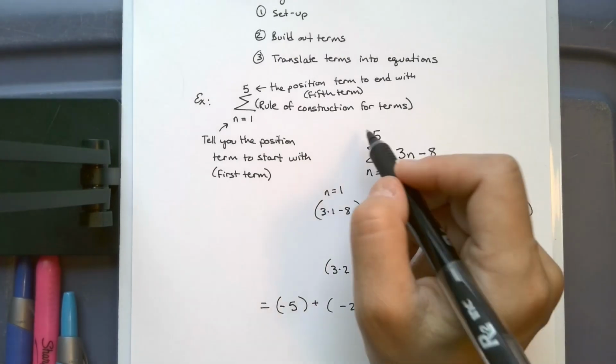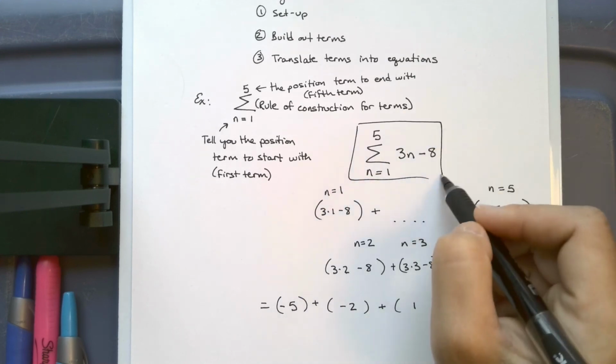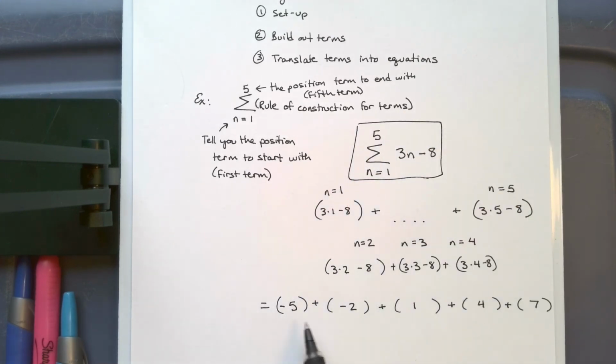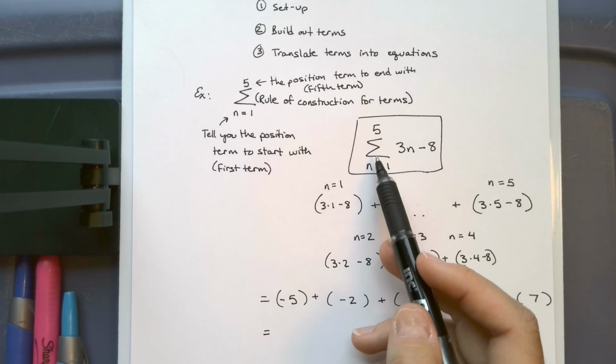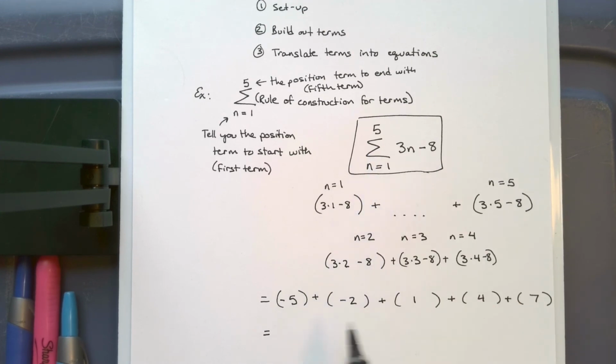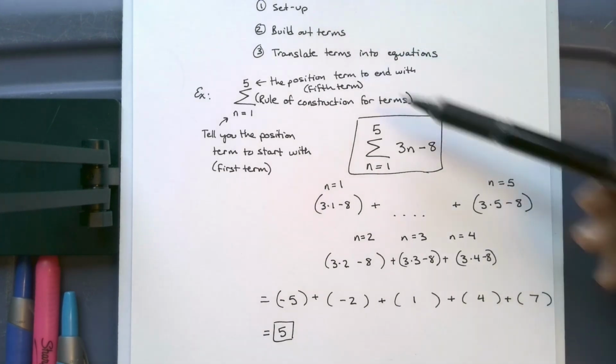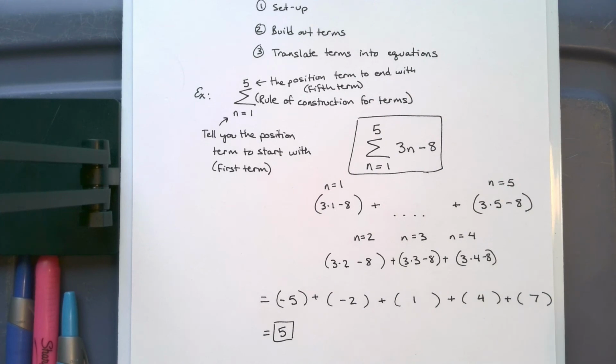So from this single condensed format, we have 1, 2, 3, 4, 5 terms, and together they are going to add up because sigma means sum. So add negative 5 plus negative 2, negative 7, plus 1, negative 6, plus 4, negative 2, plus 7, 5. So that is the setup for sigma, and it's a little bit of how to build out terms.